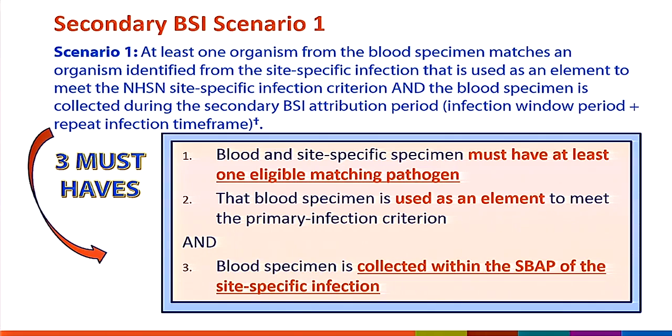Number two is the site-specific specimen. So, for instance, if you are meeting a urinary tract infection criterion, the urine culture that matches the blood culture or blood specimen would have to be used as an element of the UTI definition, which UTI does have a criterion. All criterions require a primary or a positive urine culture.